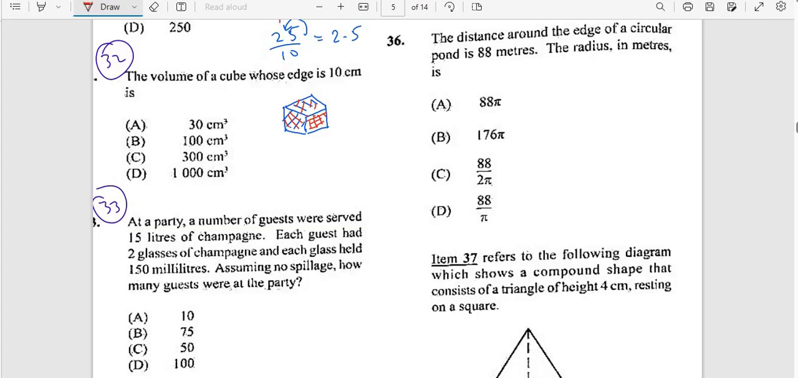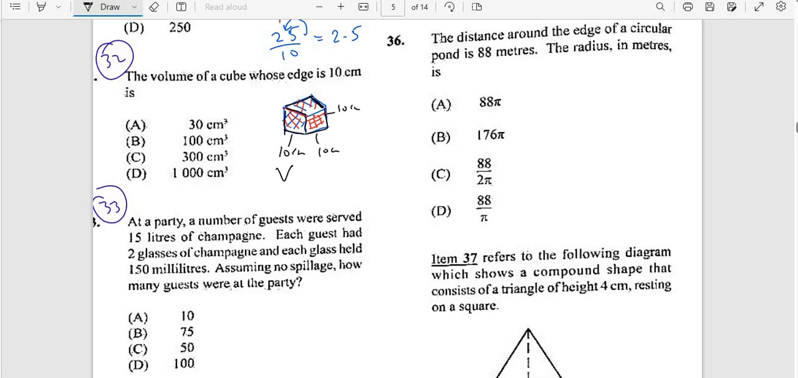Now, the edge is 10 centimeters. What is the edge, though? That's where two faces meet. So if you look at it, this is an edge, this is an edge, this is an edge, and so forth. These are all edges. Each edge, right, is 10 centimeters. So the length times the width times the height, all 10 centimeters.